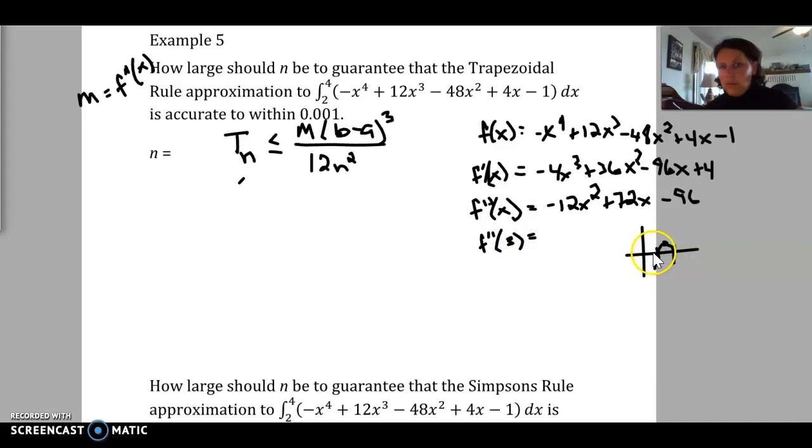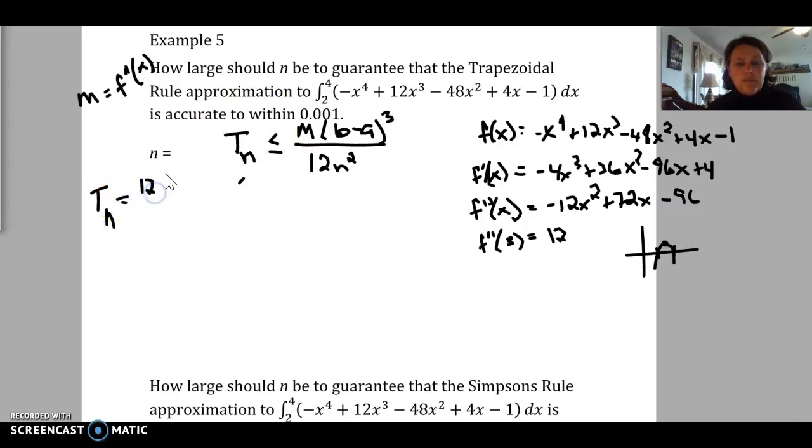You can use Desmos on this, that's fine with me, to find your maximum value there. Not too hard to find though, it does end up being 12. So for your second derivative, highest value is 12. So we're going to put that in for n. In the problem here, it tells us we want to know what n is. That's right, we're solving for n on this one.